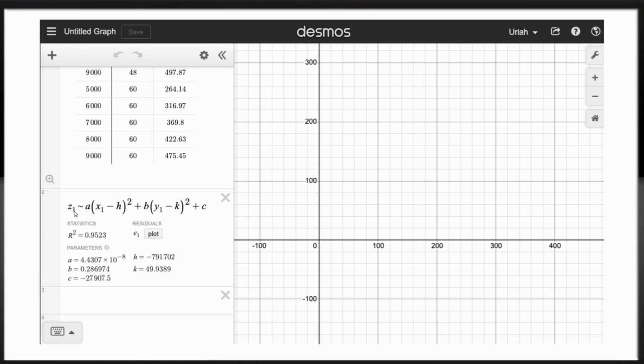When we plug it in and we use that z1 with the squiggly to the a(x minus h) squared plus b(y minus k) squared plus c, our stats show an R squared of 0.9523, which is about 95.23%. That's much better than that 81 from that linear line. We like to see that. It shows us our numbers here. You can see that a value is tiny. You can see that b value is not as tiny. That h and that k value are something to look at, and that k value as well.